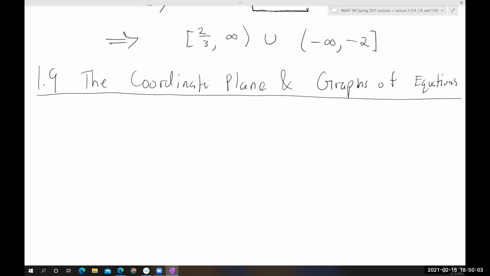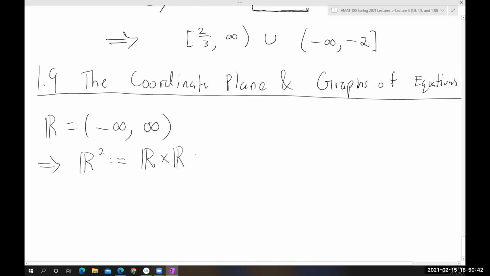So far we have only been thinking about the real line and various subsets of that. Now we want to move on to higher dimensions, although we'll basically focus on the next step up, which would be 2 dimensions. We want to think about various subsets of the coordinate plane. So if R is the real line, which is everything between negative infinity and positive infinity, the coordinate plane is this set R squared, which is defined to be R cross R.